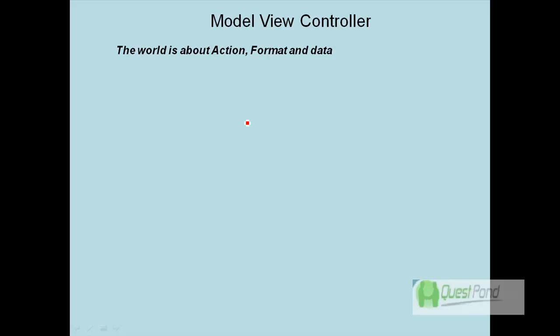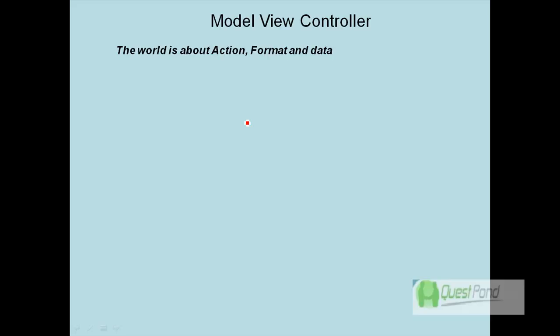When we talk about any project or any kind of requirement, it's all about action, format and data. The user does some kind of action, and then you have some kind of format. When I say format, I mean the display in the ASPX file or the Windows application or whatever it is, and then that format or view takes up some data and displays it to the user. So you have an action, a format, and data.